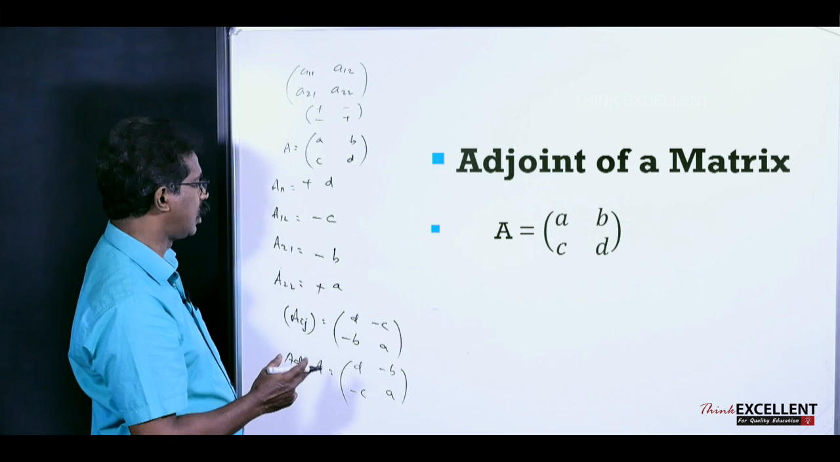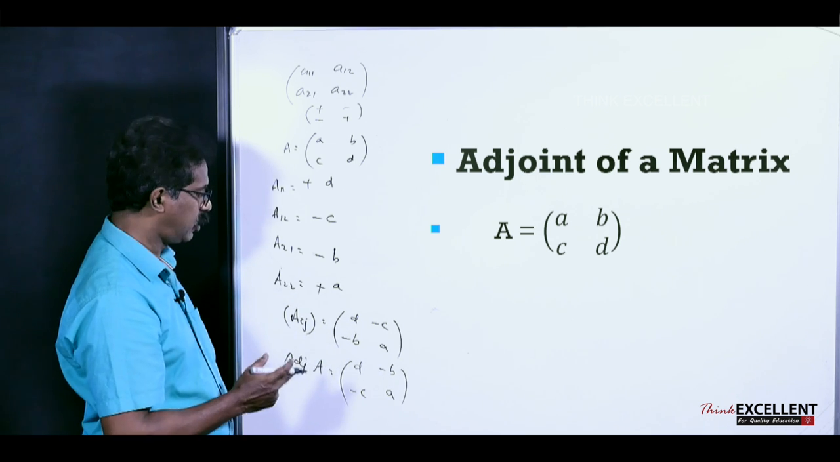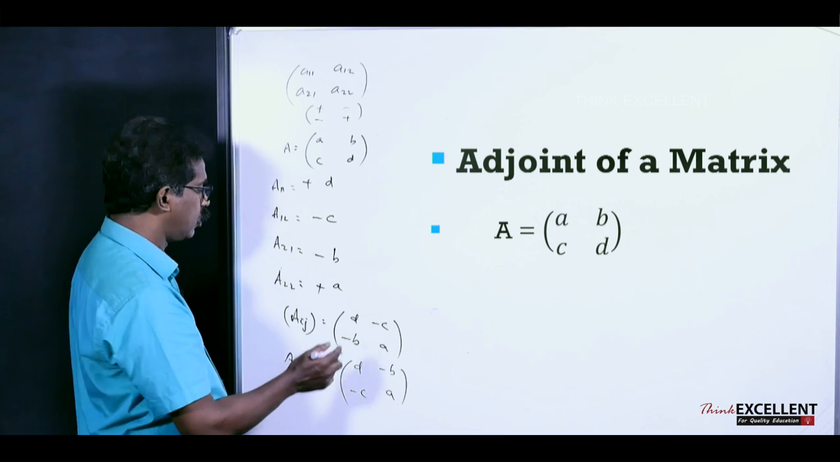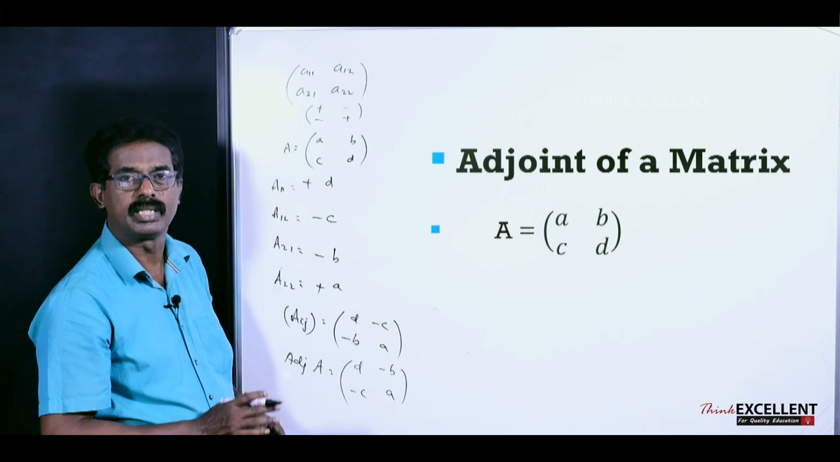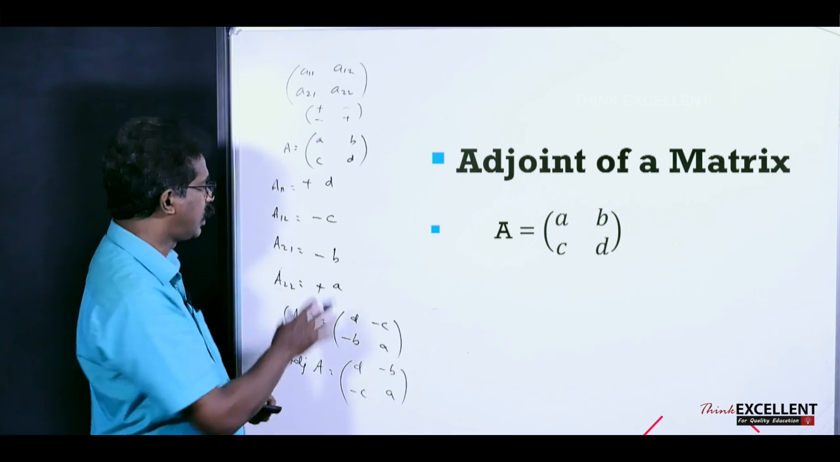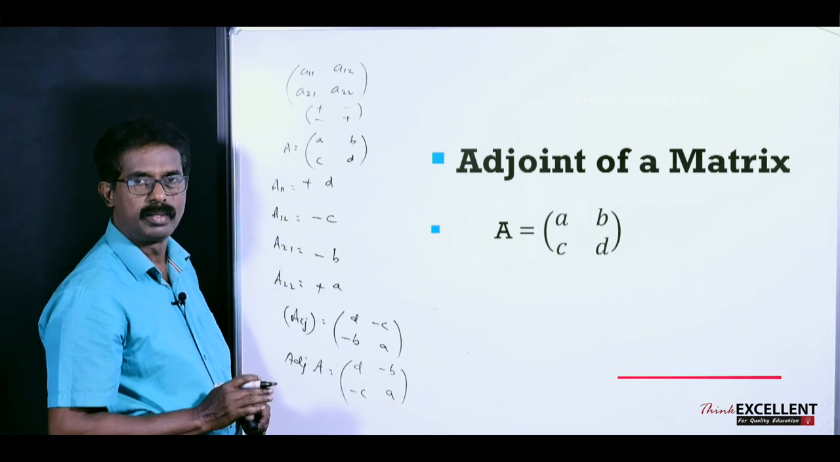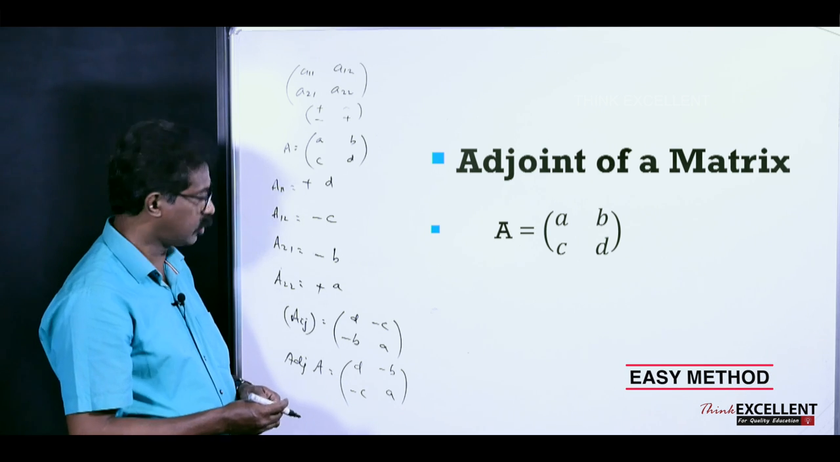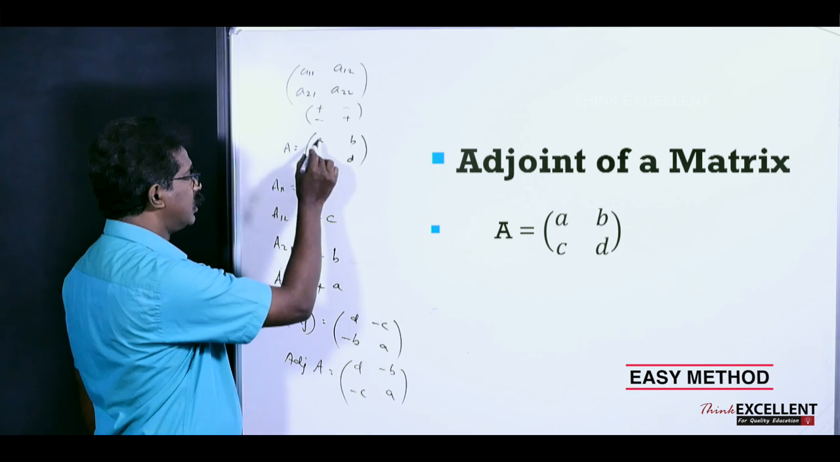But now I am going to tell you the easy method to do this one. You must know: suppose in a 2-mark question they are asking to find the adjoint of A. Don't write the answer directly. They won't give marks, right? You have to write the steps like this. But there is an easy method for a 2 by 2 matrix. Suppose this is A.